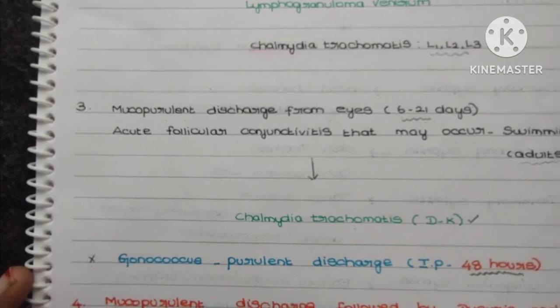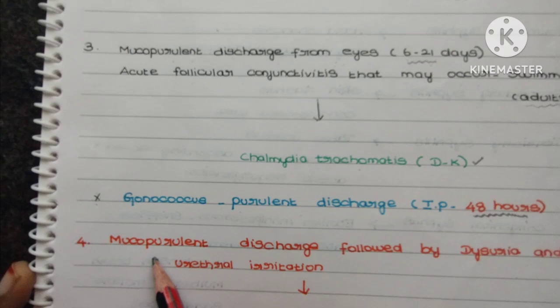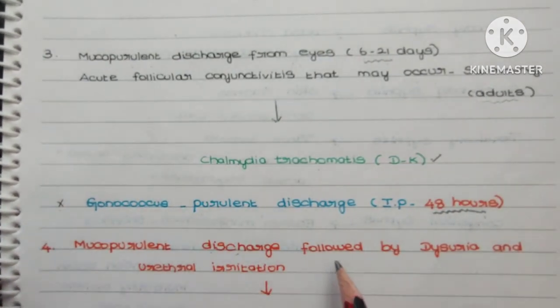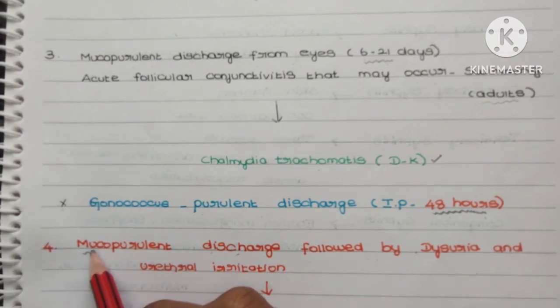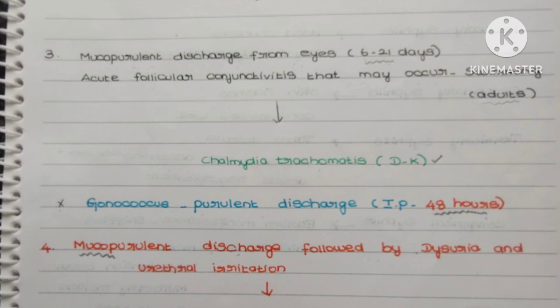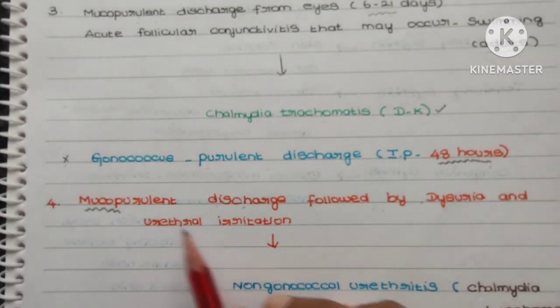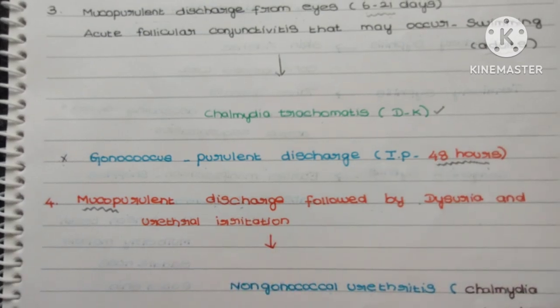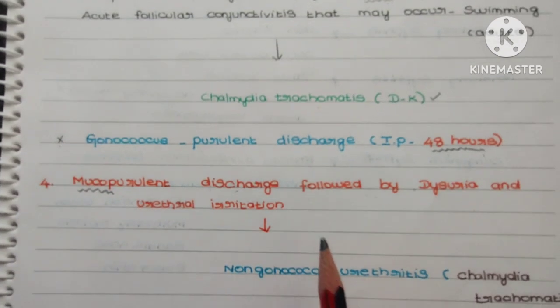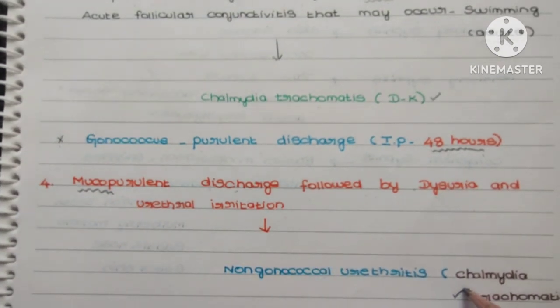So next, the history is a mucopurulent discharge in the patient, followed by dysuria and urethral irritation. Again here, gonococcus usually gives a purulent discharge, whereas non-gonococcal urethritis usually produces a mucopurulent discharge. So the most common organism causing non-gonococcal urethritis is Chlamydia trachomatis.